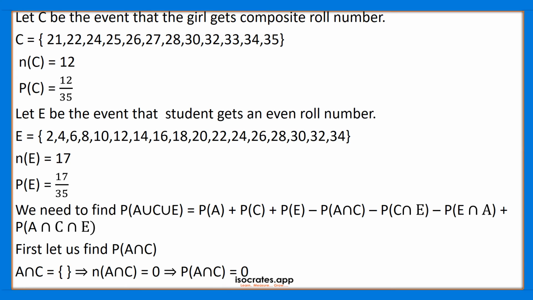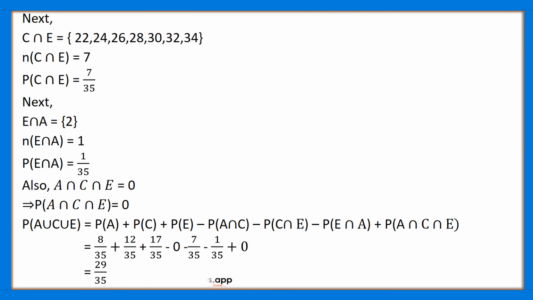Next, let us find P of C intersection E. C intersection E is equal to 22, 24, 26, 28, 30, 32 and 34, and hence we have N of C intersection E to be 7. By using the same formula that we used earlier in order to find the probability of an event, we get P of C intersection E as 7 by 35.